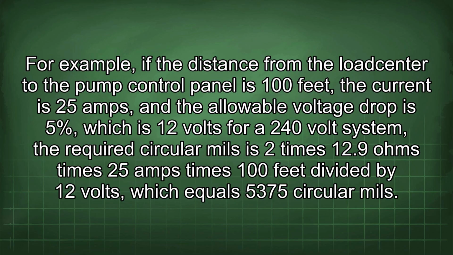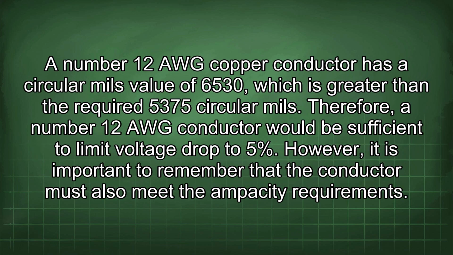For example, if the distance from the load center to the pump control panel is 100 feet, the current is 25 amps, and the allowable voltage drop is 5%, which is 12 volts for a 240 volt system. The required circular mils is 2 times 12.9 ohms times 25 amps times 100 feet divided by 12 volts, which equals 5,375 circular mils. A number 12 AWG copper conductor has a circular mils value of 6,530, which is greater than the required 5,375 circular mils. Therefore, a number 12 AWG conductor would be sufficient to limit voltage drop to 5%.